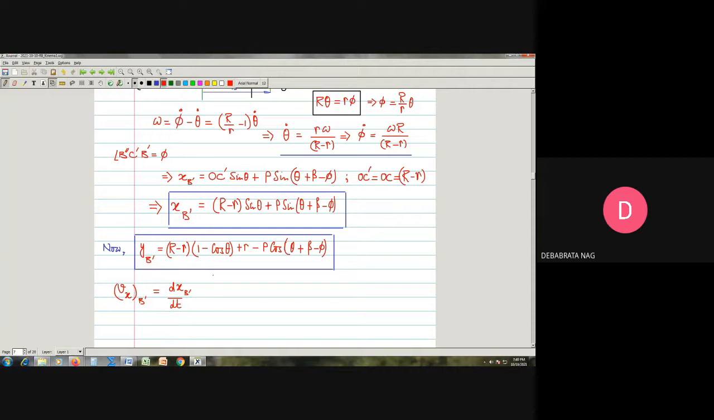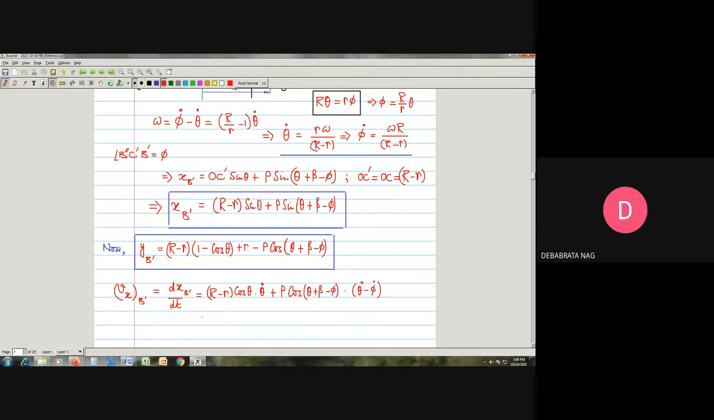Correct? So you need to differentiate this equation with respect to time. So if you differentiate it with respect to time, this is equal to r minus r into cos theta into theta dot. Correct? Then we have plus rho, which is constant. So first we differentiate this theta plus beta minus phi. Then remember this beta is constant, so you need to differentiate the remaining angle. That means theta dot minus phi dot. Correct? So the angle turns out to be something like this.